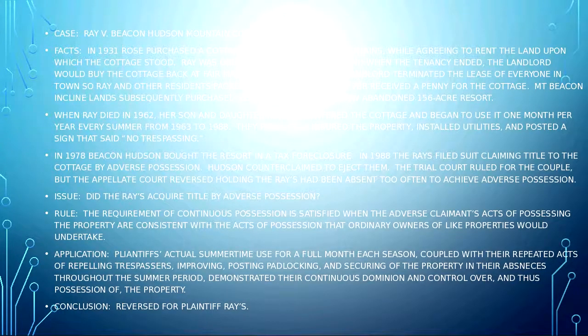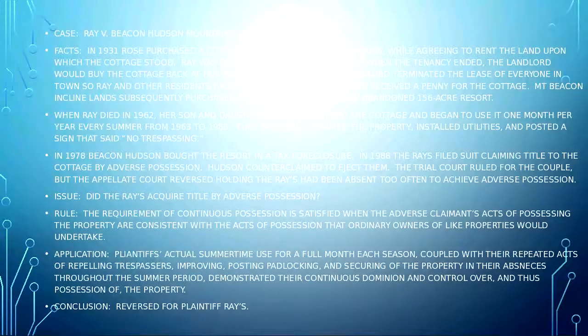Hudson, the buyer, counterclaimed to eject them. The trial court ruled for the couple, but the appellate court reversed, holding that the Rays had been absent too often to achieve true adverse possession. So what's the issue? Of course, the issue is, did the Rays acquire title by adverse possession? What's our rule of law here?